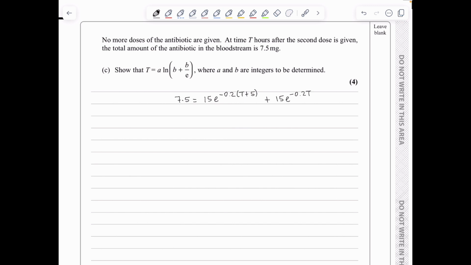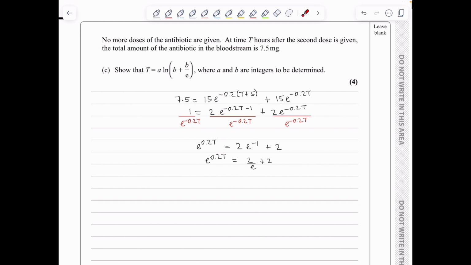So the first thing to do is divide throughout by 7.5. So we get 1 = 2e^(-0.2(T + 5)) + 2e^(-0.2T). What I will do next is divide throughout by e^(-0.2T). This will lead to some nice simplifications over the right hand side, and will also yield an e^(0.2T) term on the left hand side. So we're looking at e^(0.2T) = 2e^(-1) + 2. So I can write now that e^(0.2T) is 2/e + 2.